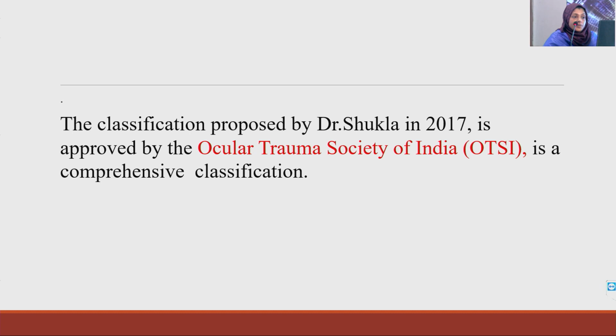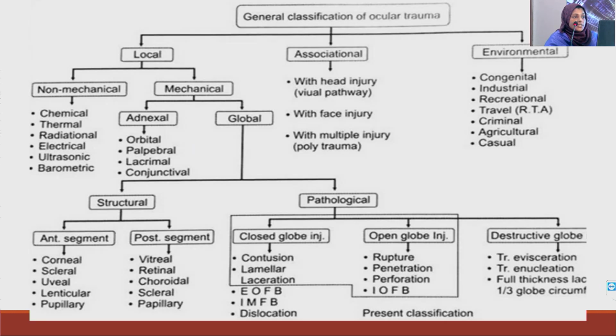So the classification system proposed by Dr. Shukla in 2017, approved by the Ocular Trauma Society of India, is a comprehensive classification. In this classification, along with the mechanical injuries, non-mechanical injuries are also considered. Ocular trauma associated with other traumas is also considered, and different causes of ocular trauma are classified under environmental classification. Again, mechanical injuries are classified into adnexal and globe injuries. Globe injuries are again classified into structural and pathological. Under pathological classification, along with closed globe and open globe injuries, destructive globe injuries are also considered.